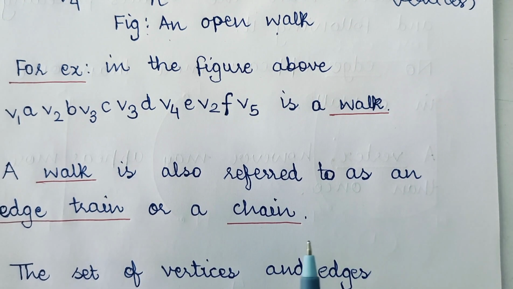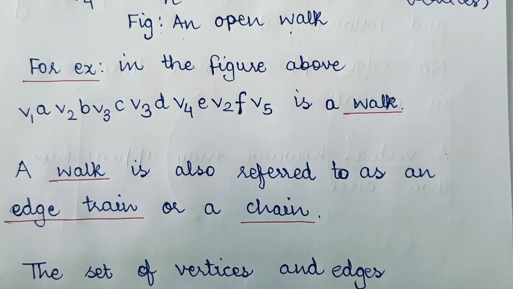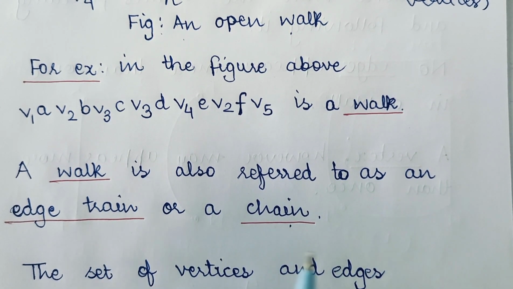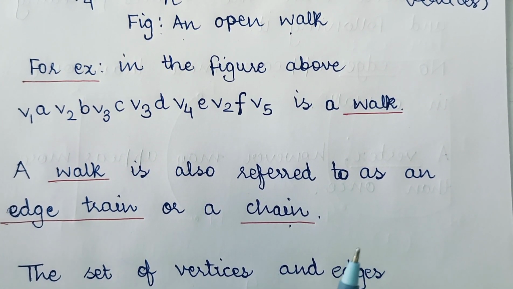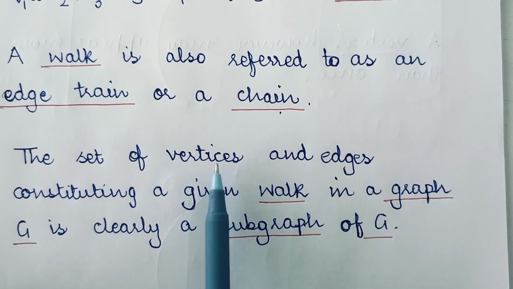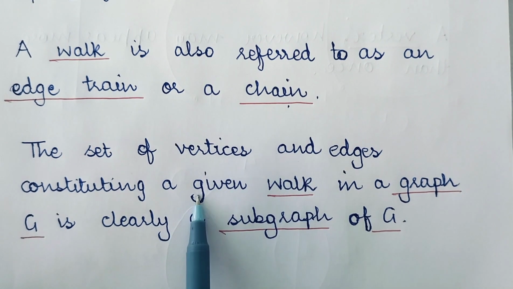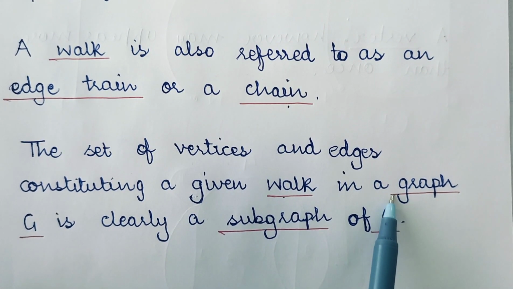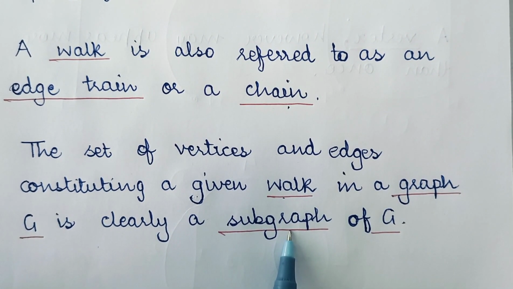A walk is also referred to as an edge train or a chain. So that means the other names by which you can call a walk are edge train or chain, though generally we call it by the name of walk. The set of vertices and edges constituting a given walk in a graph G is clearly a subgraph of G.